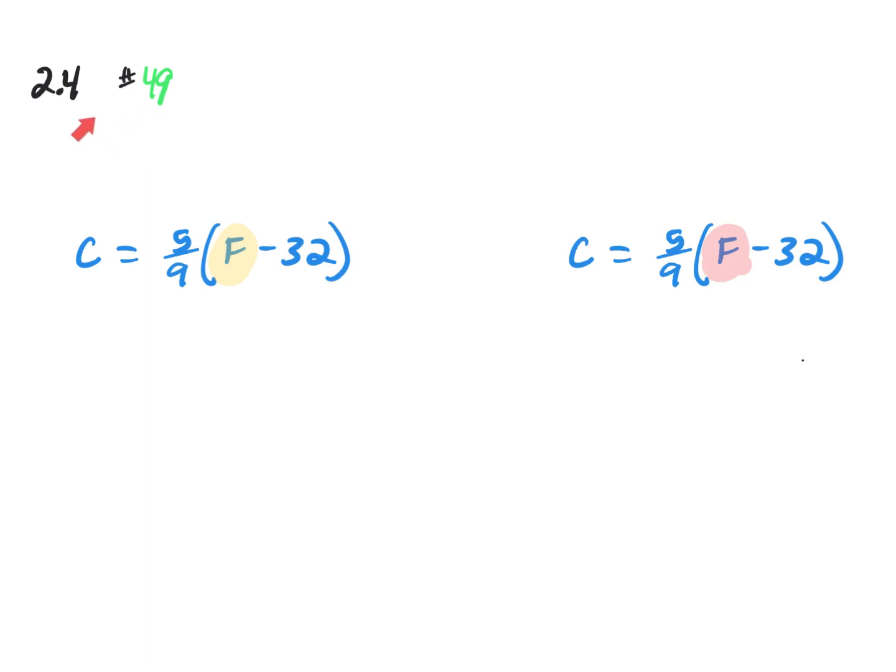And number 49 in section 4, they ask us to solve this equation for F degrees Fahrenheit. And we're supposed to give a reason for each step. So for this video solution, we'll demonstrate two slightly different ways we could have solved for F.